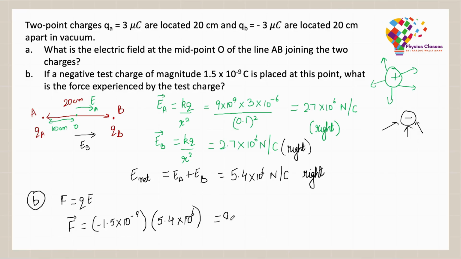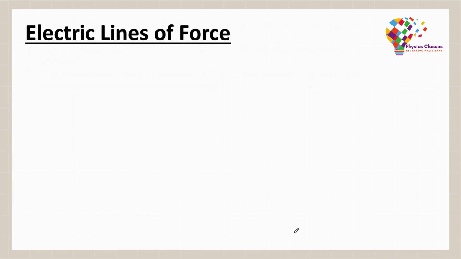So if I calculate this force, this comes out to be 8.1 into 10 to the power negative 3. Now what about this direction? This charge is negative, therefore the direction of force would be towards left. For a negative charge, the force and electric field are in opposite directions. For a positive charge, the force and electric field are both in the same direction. Okay, so this is all about the superposition principle, and this is how you apply superposition principle for multiple charges.